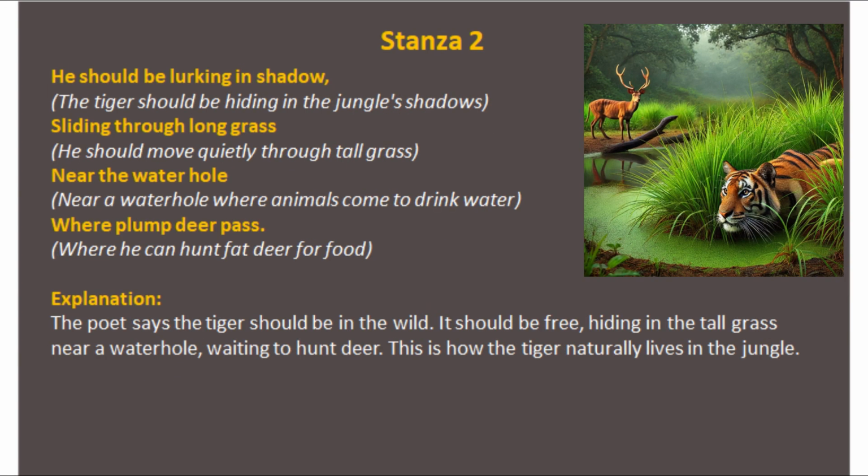In stanza 2, "he should be lurking in shadow." The poet says that the tiger should be hiding in the jungle shadows, sliding through long grass. The tiger should move smoothly through the tall grass in the wild, near the water hole. The tiger should be near a water hole where animals come to drink water, where plump deer pass. The tiger would wait there to hunt deer, which are its natural prey.